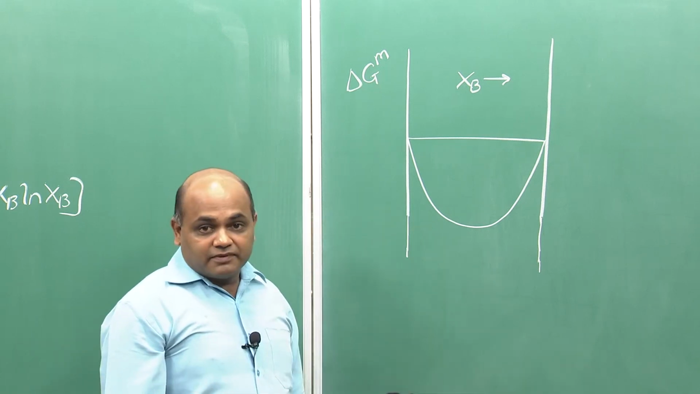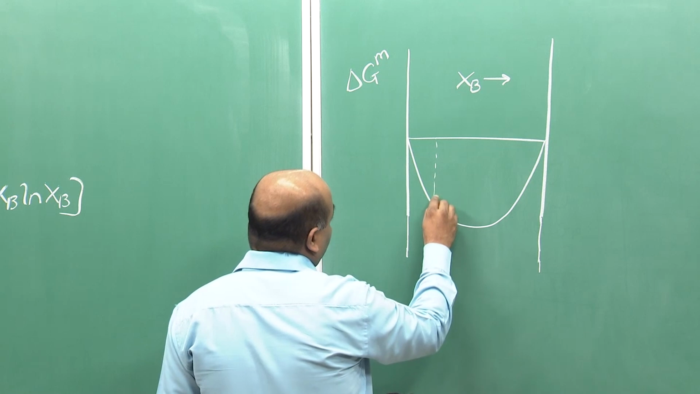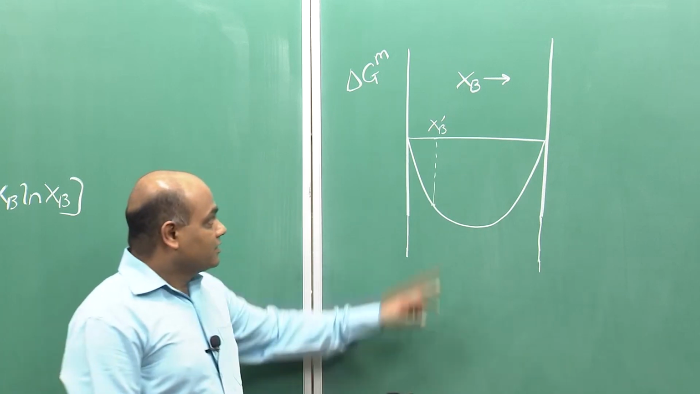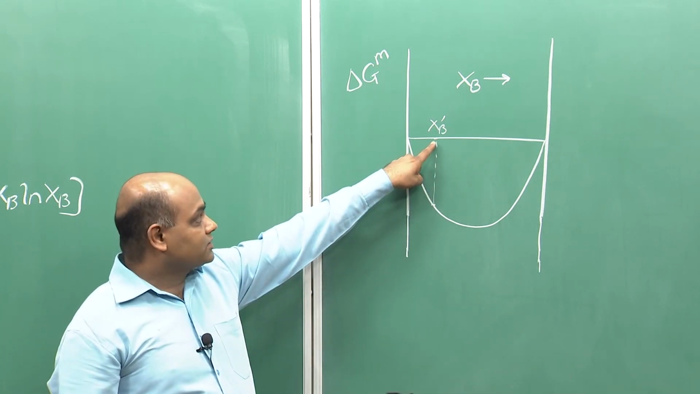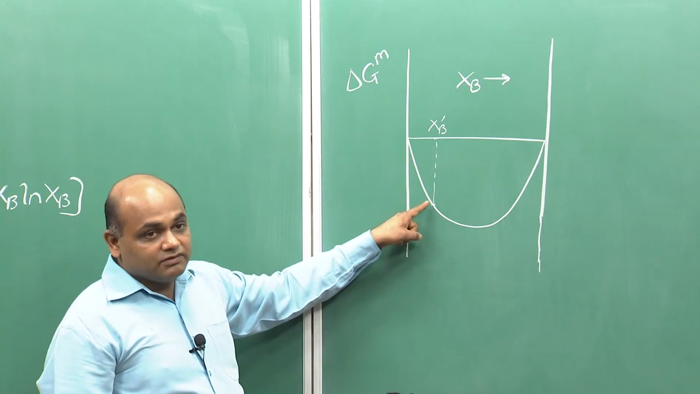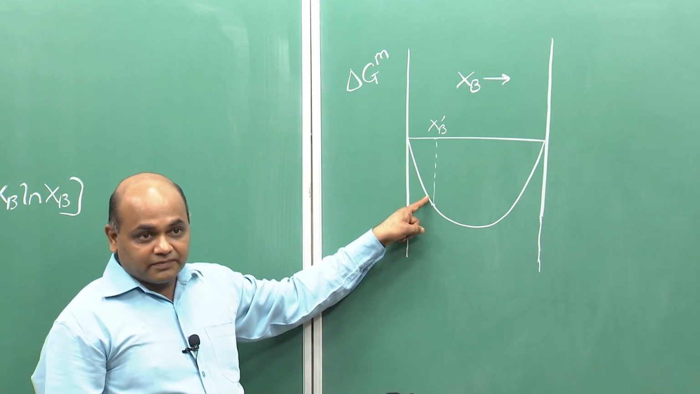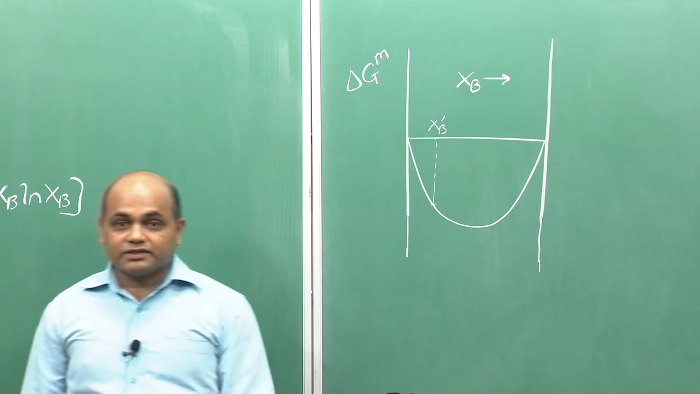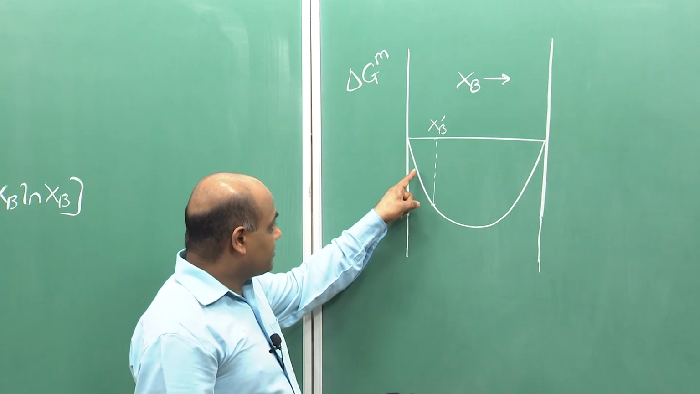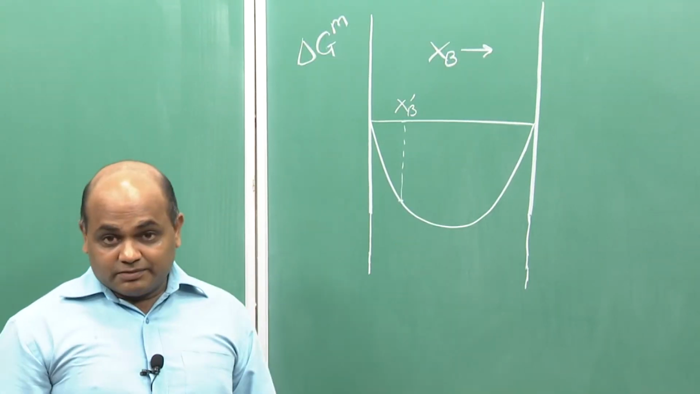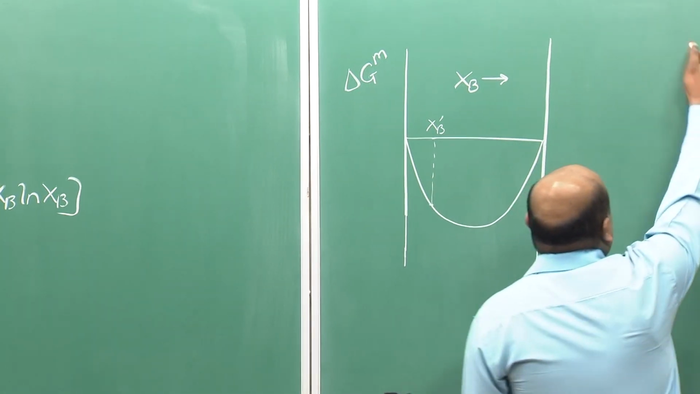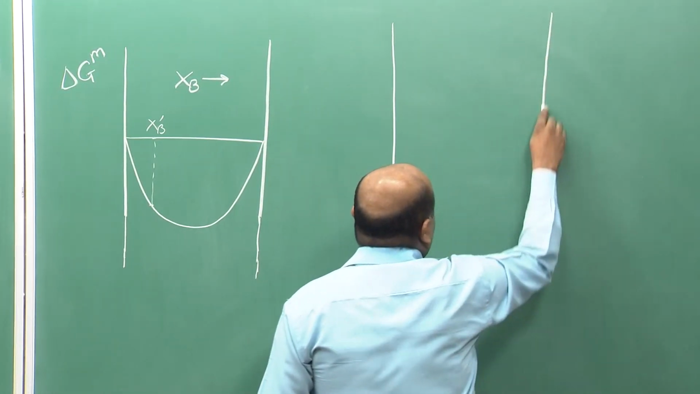So, now what does this mean? That at any composition, if I form a solution, consider xb prime. If I take two components with this composition, xb prime and xa prime, and form a solution, there will be a decrease in Gibbs free energy, and so forming the solution will be an irreversible reaction. And we see that the solution will be stable at all composition. Now, this is delta Gm versus xb. What about the absolute Gibbs free energy of solution? So, if we draw absolute Gibbs free energy versus xb curve, how would it look like?